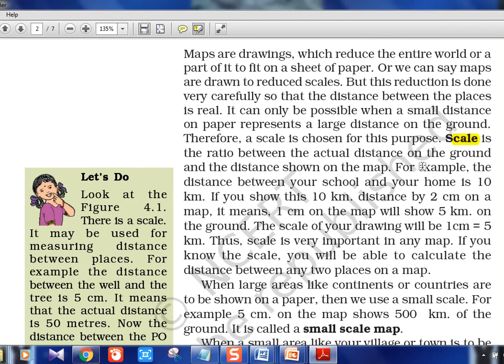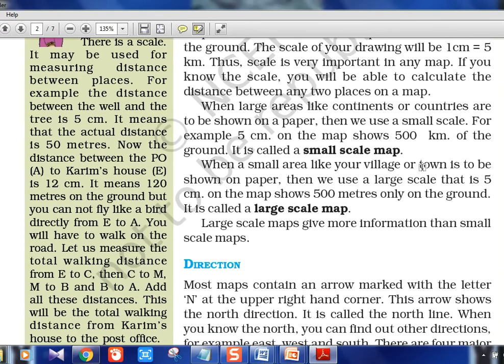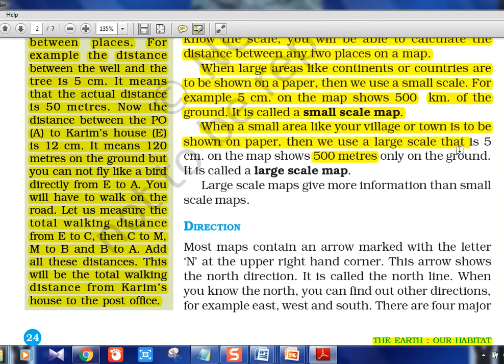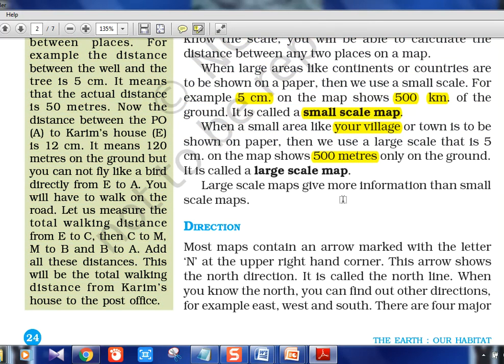You cannot show 10 kilometers of land or road in a small paper. You need the scale. I think below we have the explanation: small scale map and large scale map. Small scale map is something like the big continents we are showing on paper. Like in 5 centimeters, you will show 500 kilometers or 5,000 kilometers. So that is a small scale map. We are showing big regions with a small scale. The other one, when you zoom in to villages and all, where maybe 500 meters can be shown in 5 centimeters, that is a large scale map. So you should know the difference between a large scale map and a small scale map.